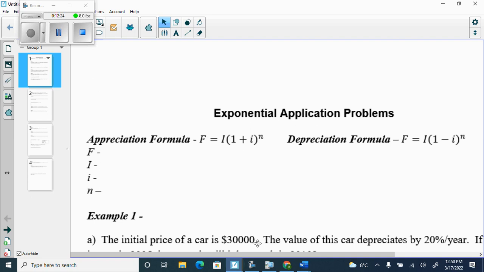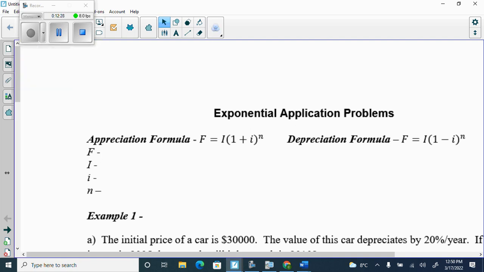So this is type 1, this very first one. It's appreciation and depreciation.